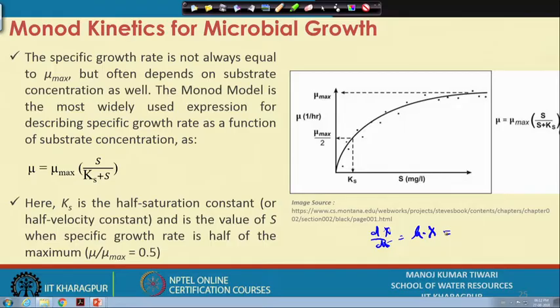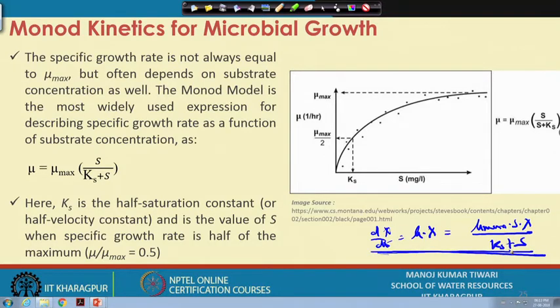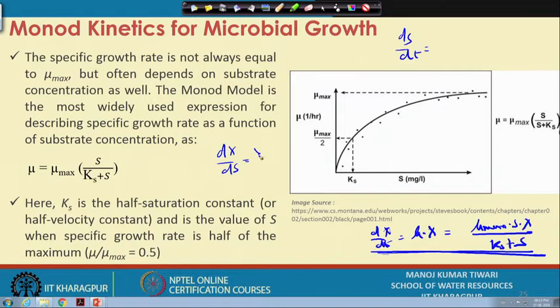If you substitute this mu, we will get dx by dt is equal to mu max into s into x upon Ks plus s. So, this becomes dx by dt, the rate of change of the biomass. Similarly, we can have ds by dt. How can we have it? We know that dx by ds is Y. This we know, dx by ds is Y.